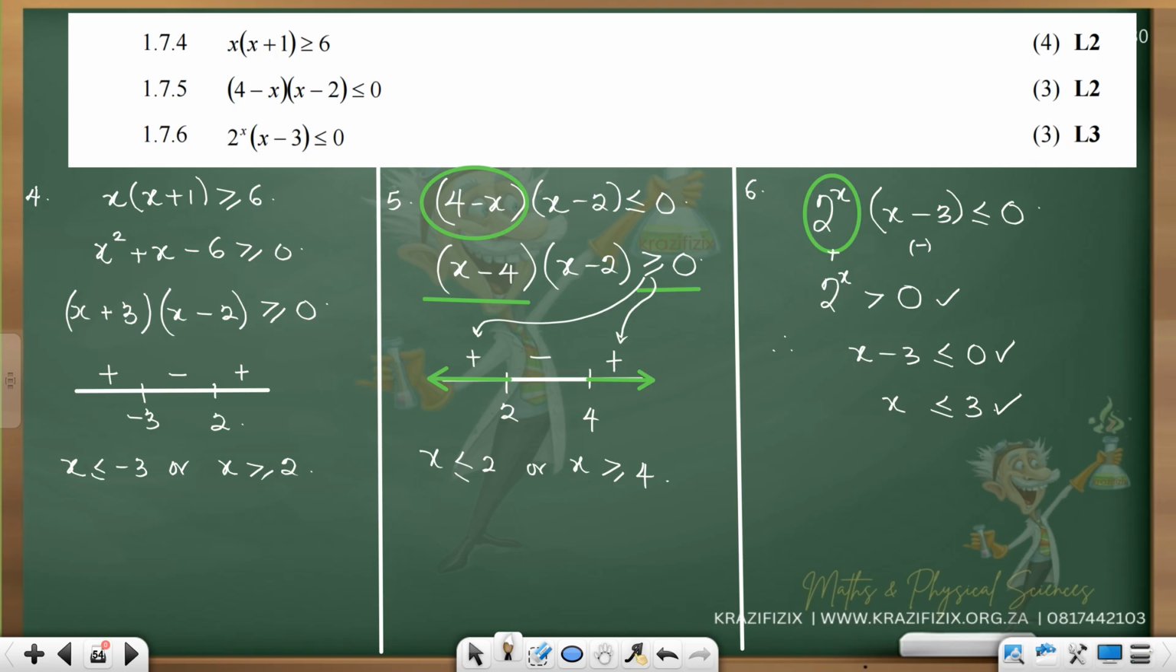Look at your 3 marks there. You cannot come and write 2 to the power x is less than 0. That is not true. Incorrect. So 2 to the power x must be greater than 0. Let's write that quickly. Then we go to number 7, 8, 9, and 10.